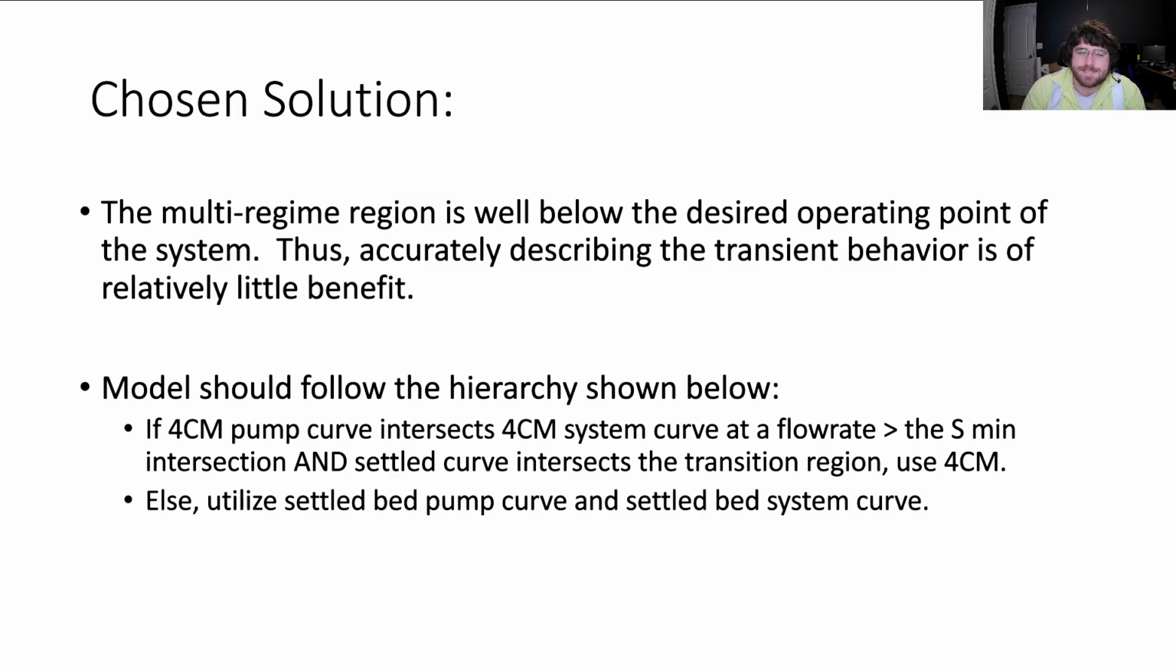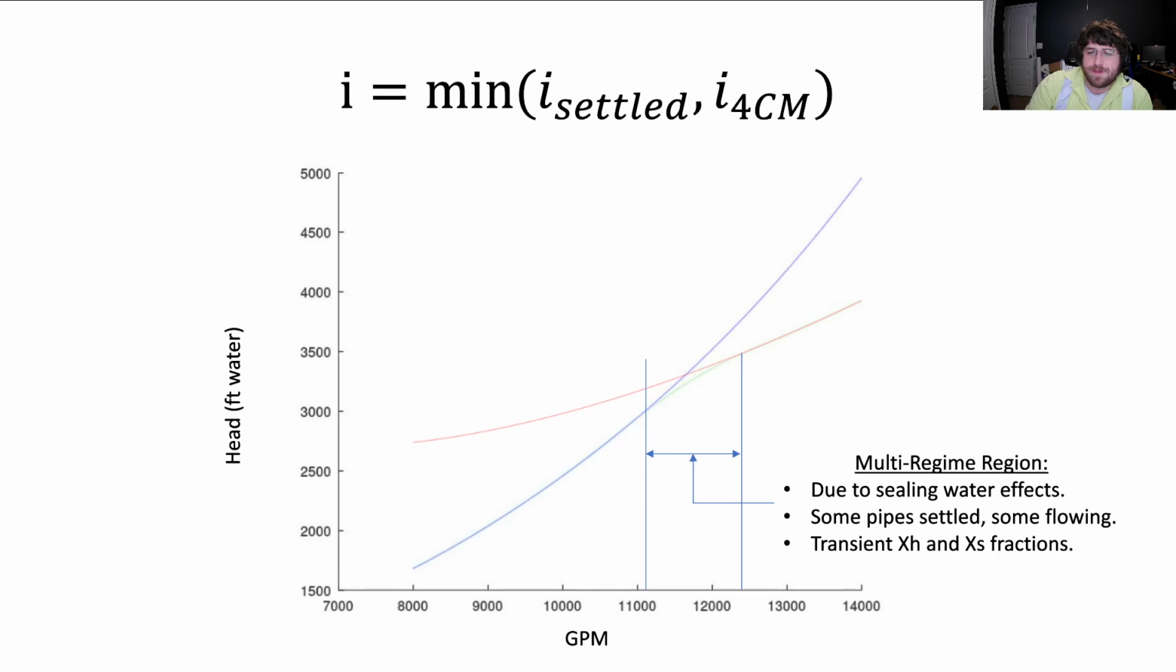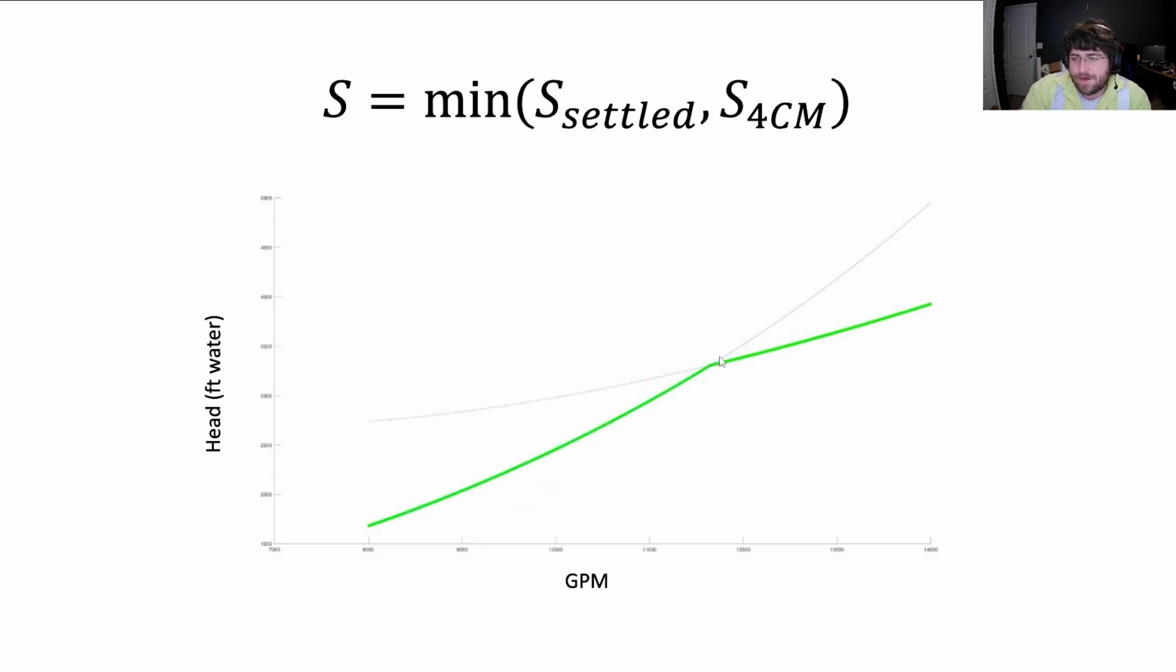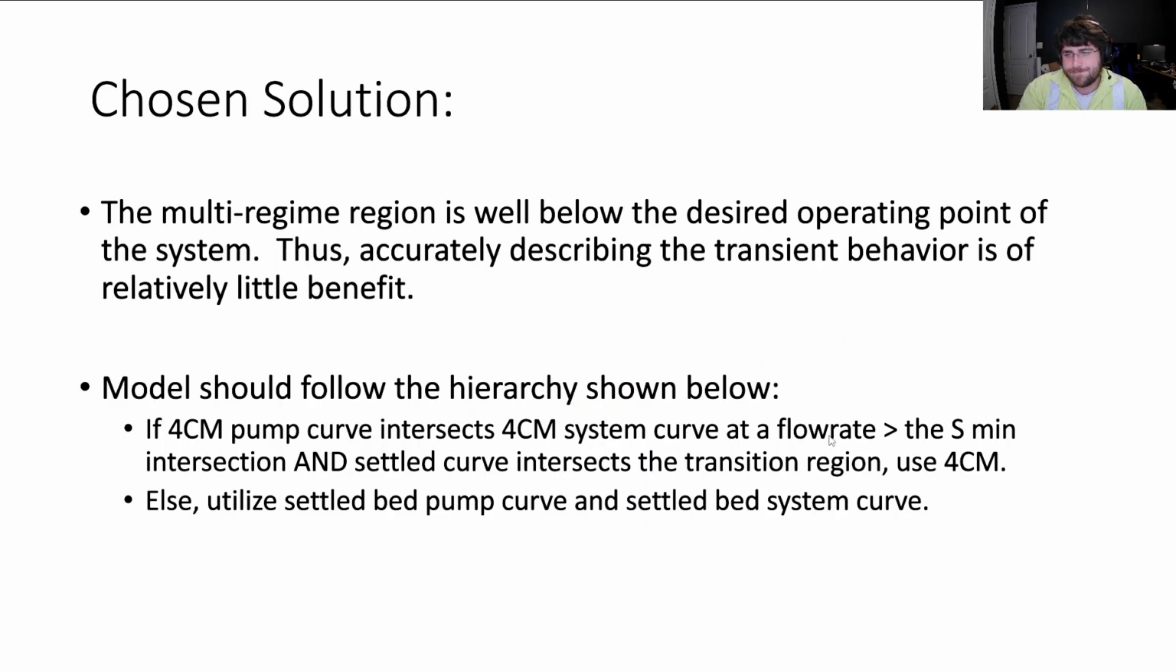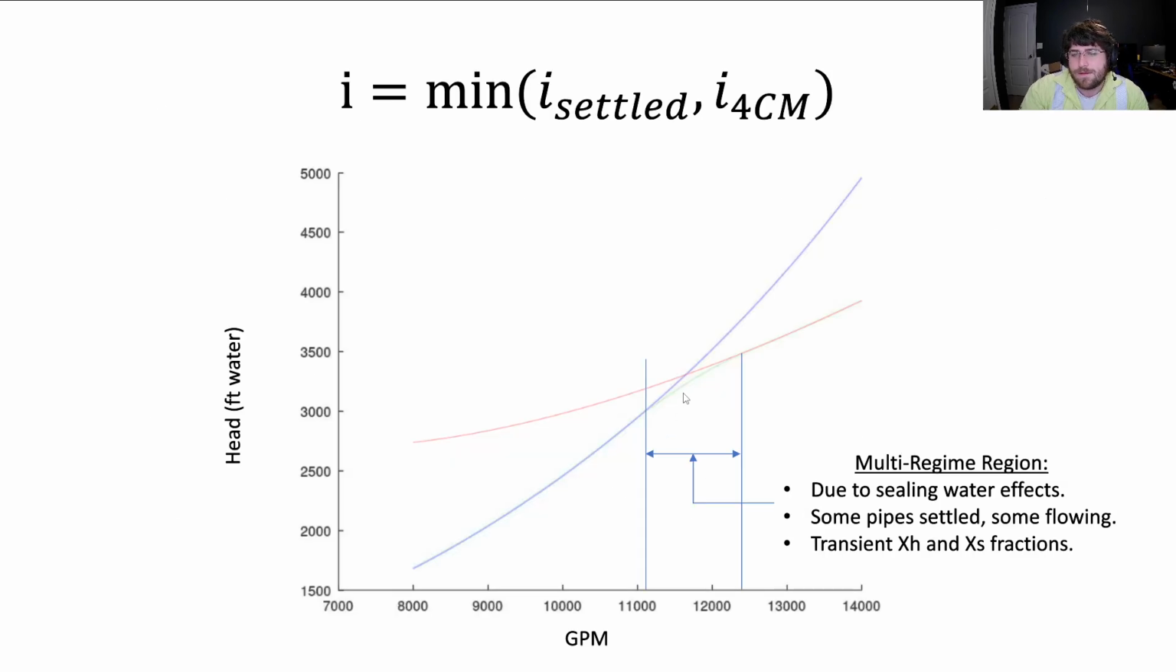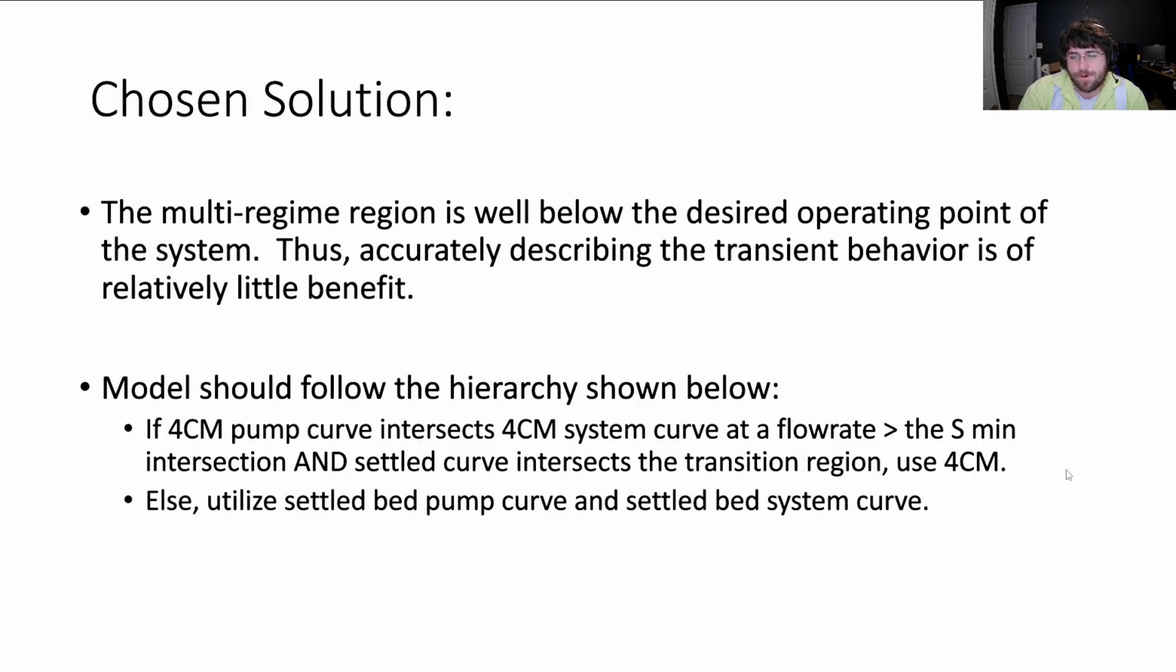Based upon that, I decided on the following hierarchy. If the 4-component model pump curve intersects the 4-component model system curve at a flow rate greater than the S-min, which would be this point here where the two intersect, and the settled curve intersects the transition region, we should be using the 4-component model. Else, we need to utilize the settled bed pump curve and settled bed system curve.